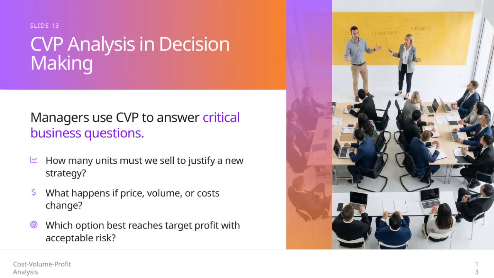Cost volume profit analysis is a vital tool that managers rely on for making important business decisions. One of the key questions it helps answer is how many units need to be sold to make a new strategy viable. It also allows us to explore what might happen if there are changes in price, sales volume, or costs. This way, managers can evaluate different scenarios and risks. Ultimately, CVP analysis helps us determine which option is most likely to achieve our target profit while keeping risk at an acceptable level. It's about making informed choices that balance opportunity and caution.